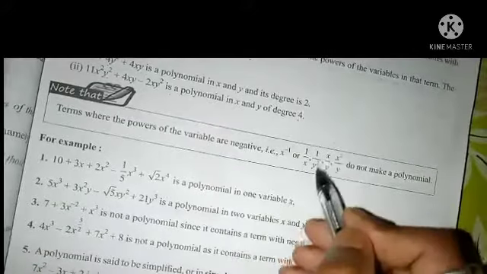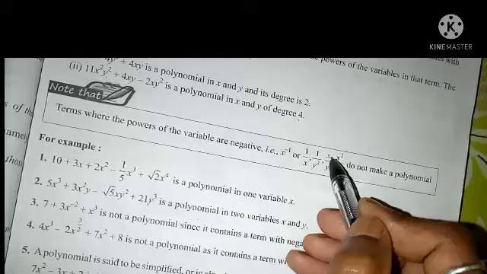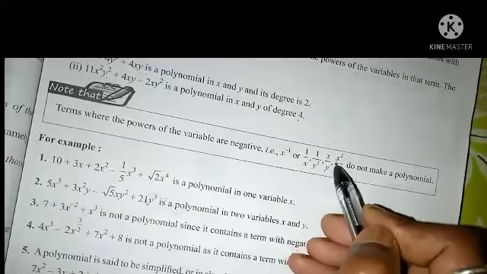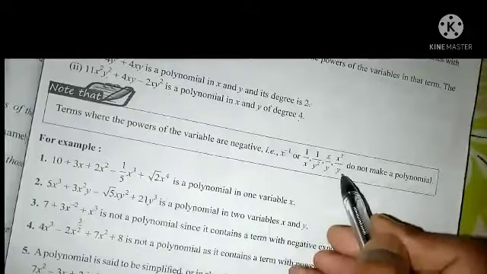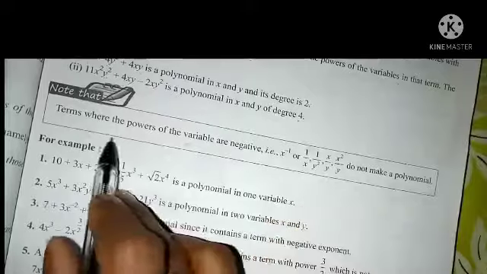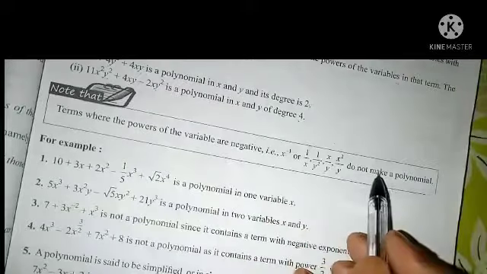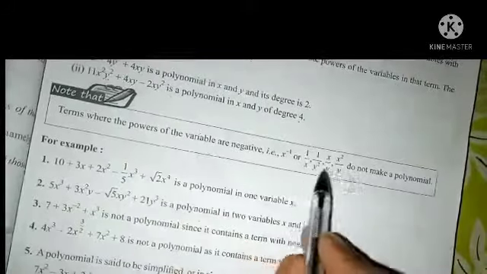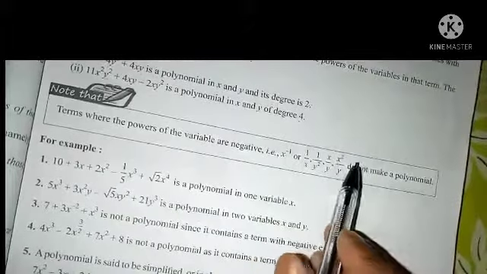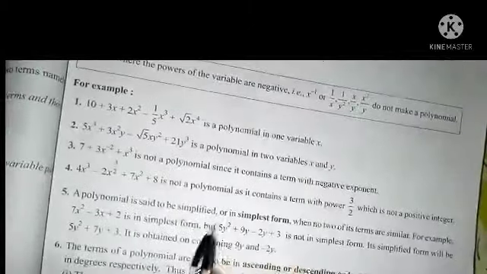Then see here also 1 by y square. Now x by y, we can write x y power negative 1. So here also the same. In all these cases we are getting the power of the variables as negative, so we cannot consider such forms as polynomials. Now a few examples are written here.